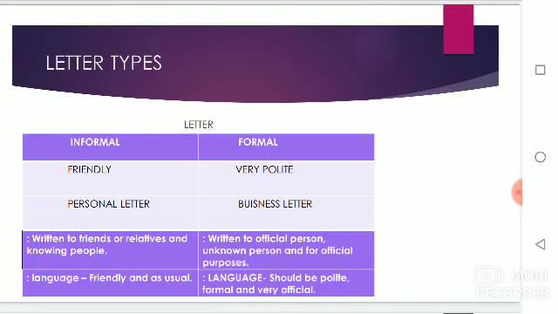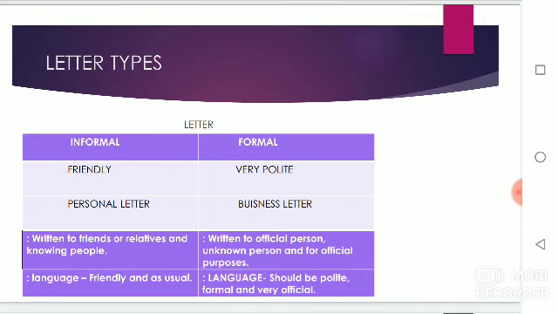Okay, so there are some hints I have given here, that informal is also known as friendly. Friendly, it is also called personal letter, means you can write down everything whatever comes to your mind.